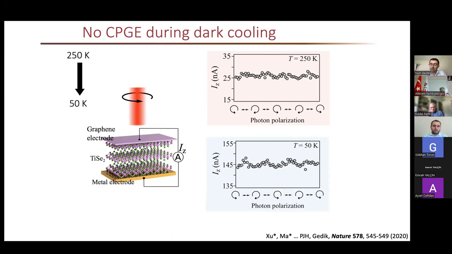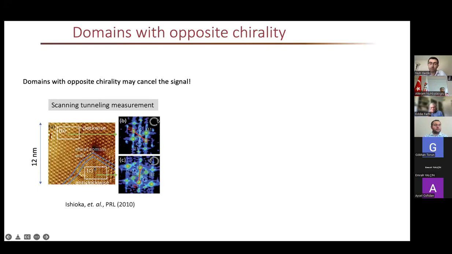But then we remembered that on the original experiment, there were domains, right? And these domains, you can see that they're like 10 nanometer scale. Our light, we use a 10 micron light. So you can imagine that these right-handed and left-handed domains will all be there and they will cancel out basically, right? So in other words, it could be that the sample is chiral, but we may have all these domains canceling out. So how do you actually go around this?